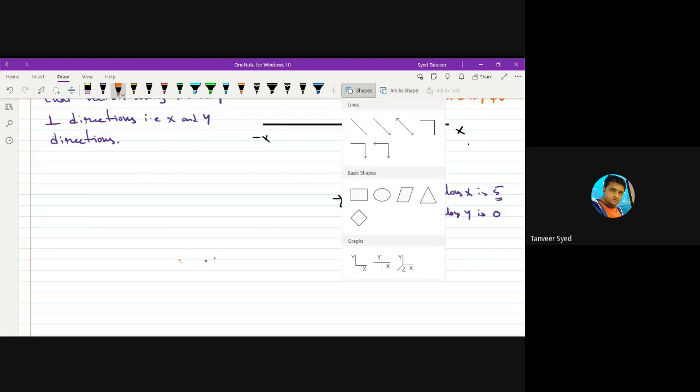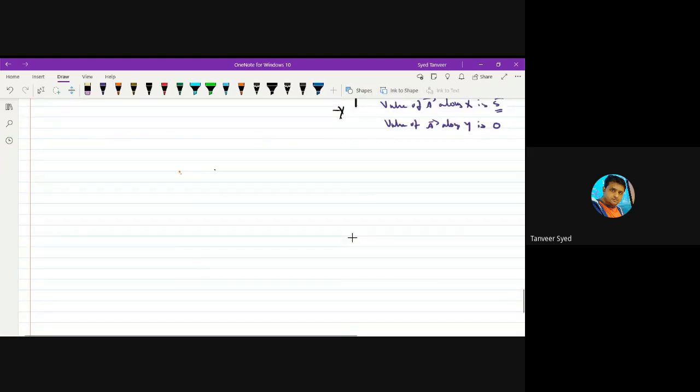I'll take a coordinate system, x-axis, y-axis, and in this I am taking a vector. This is vector r, and it is making angle theta with the x-axis. Now, as we were discussing, this vector r has magnitude both along x and y directions. It has some value along the x direction and some value along the y direction. We call these values the components of vector r. How to find these components?